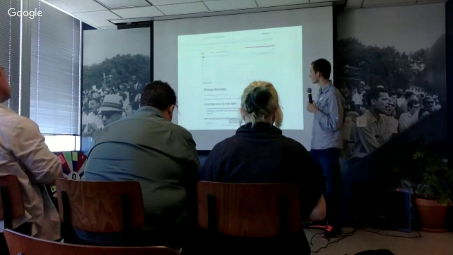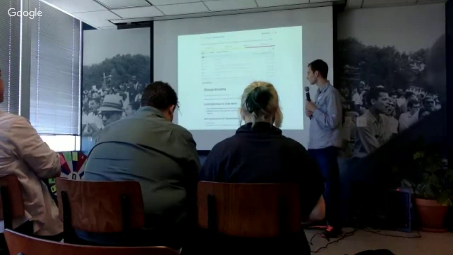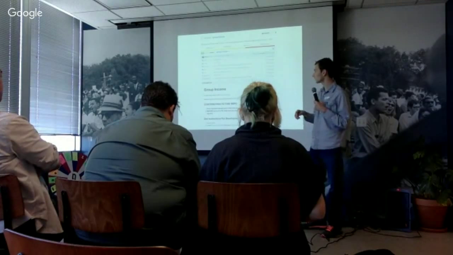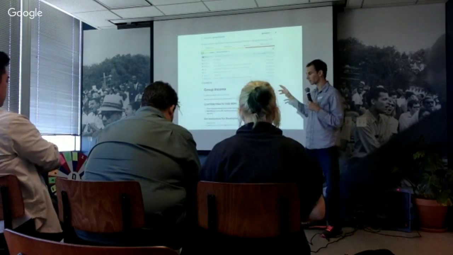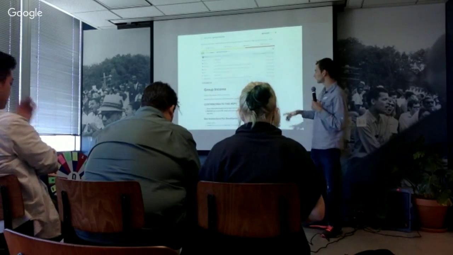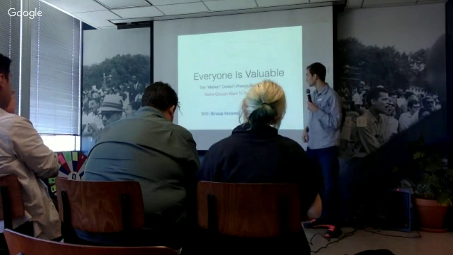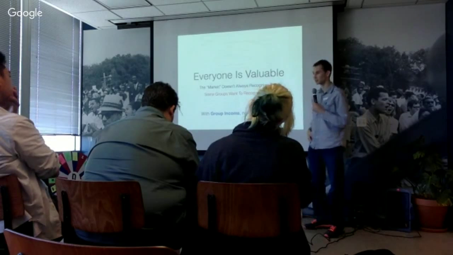Next. So the code for the prototype is live. It's on GitHub. If you go to github.com/okturtles, you'll see a listing. Group Income Simple is the repo that we're working in currently, and then later on we'll switch to this one, which is the final version. Next. So yeah, in conclusion, everyone is valuable, and the market doesn't recognize that, but some people would like to, and they can.